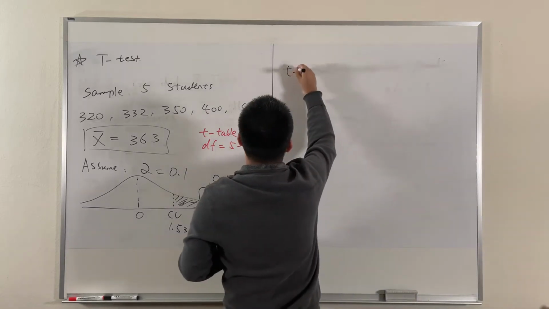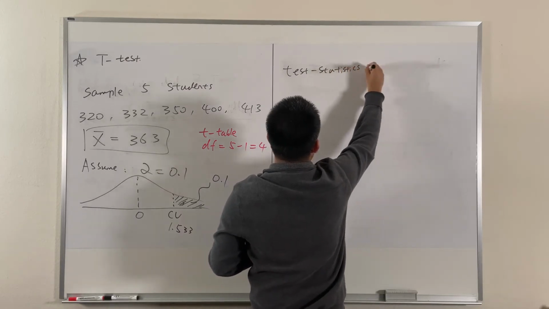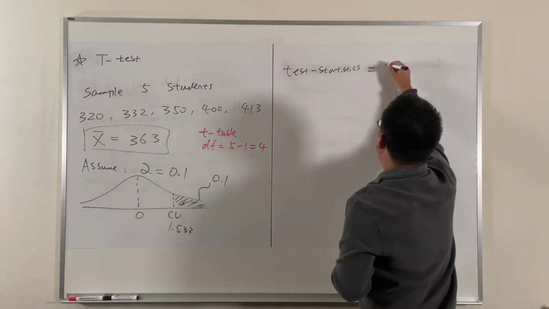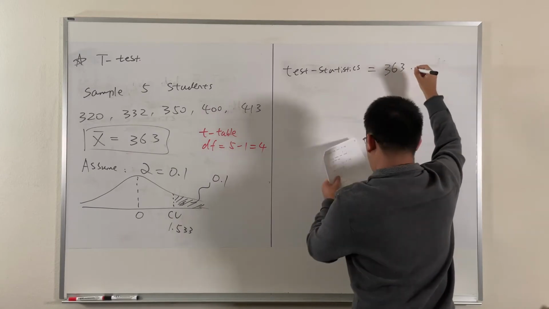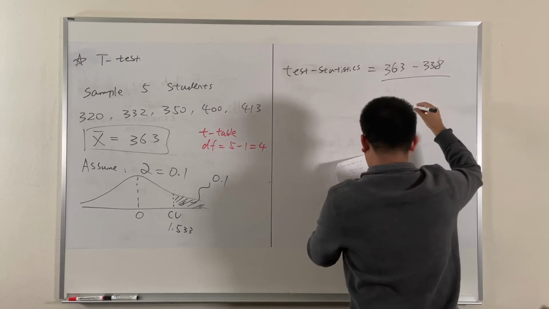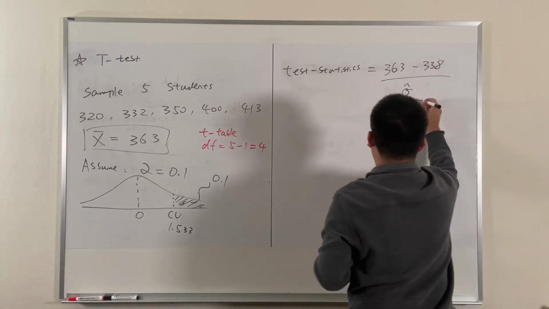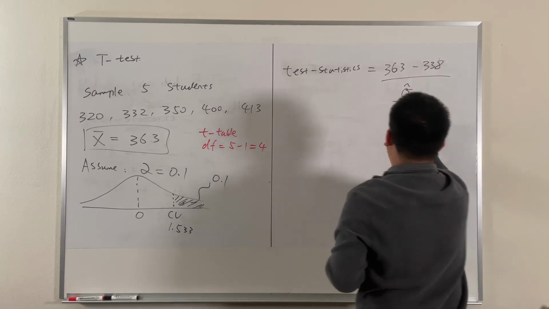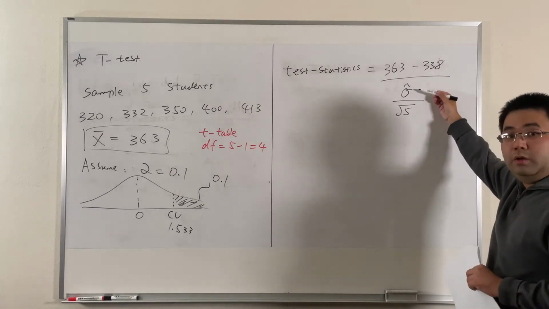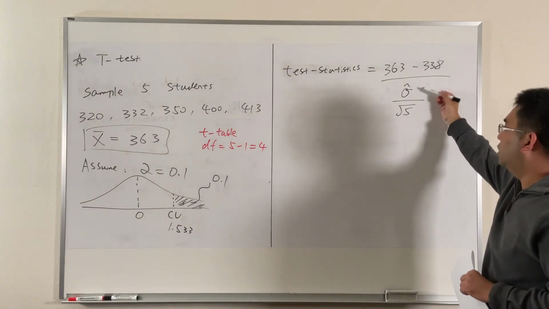So test statistics equals our sample mean 363 minus 338 over the standard error, which is sigma hat divided by square root of 5. Okay, so we need this value here. We need the estimated population standard deviation. So let's do this.